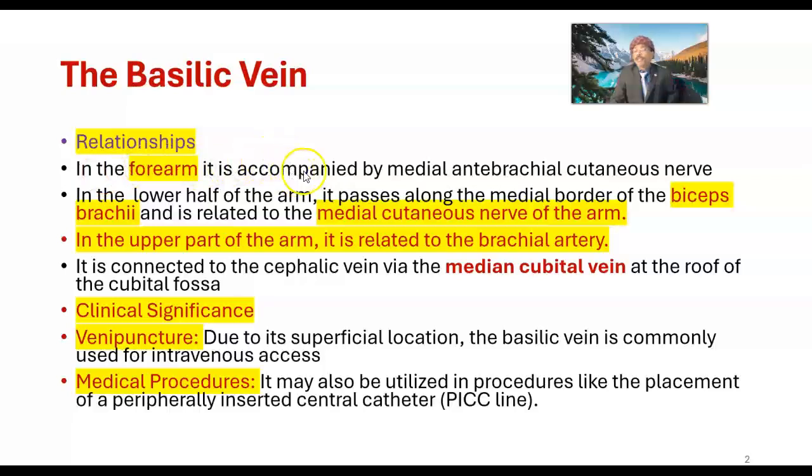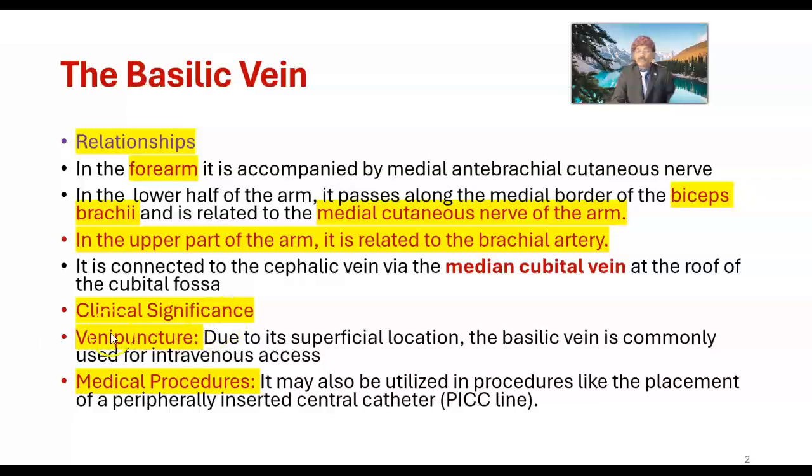Relationships: in the forearm, it is accompanied by the medial antebrachial cutaneous nerve, also called the medial cutaneous nerve of the forearm. In the lower half of the arm, it passes along the medial border of the biceps brachii muscle and is related to the medial cutaneous nerve of the arm. In the upper part of the arm, it is related to the brachial artery. It is connected to the cephalic vein via the median cubital vein at the roof of the cubital fossa.